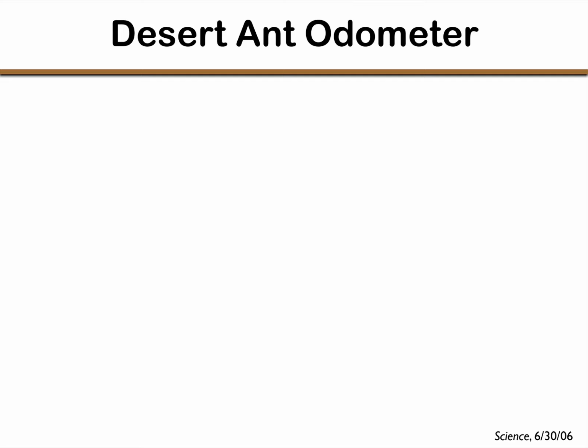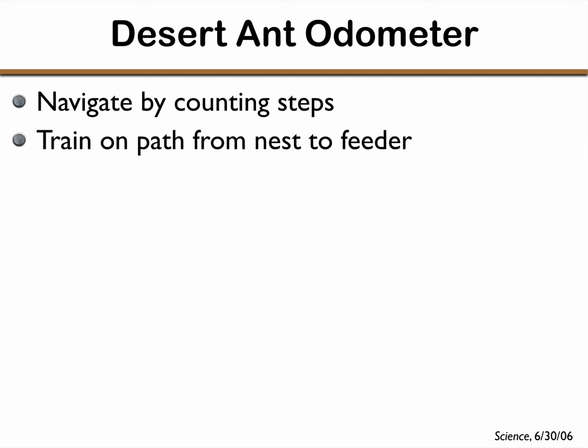Okay, getting away from robots now. This is a very interesting experiment, I think, with desert ants. Basically, it's how they go about navigating. They can actually navigate by counting their own steps. Oh my gosh. So the way this is done, you train the ants on a path, okay? From their nest to a feeding site. So they're going from their nest to food. You're training them on that distance.